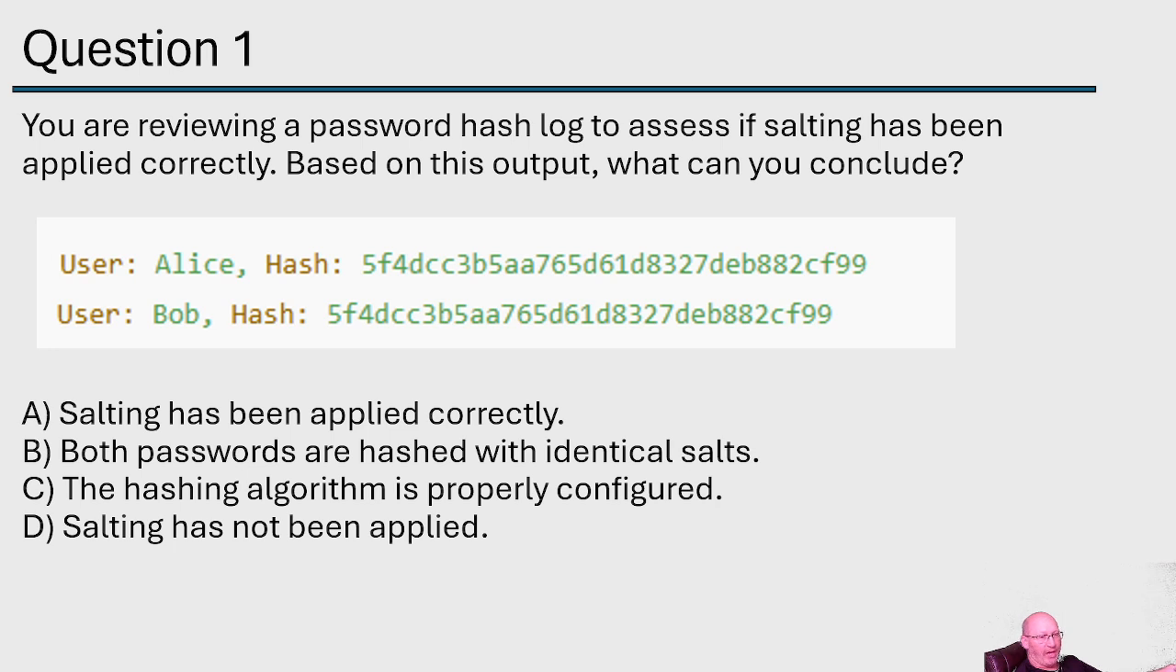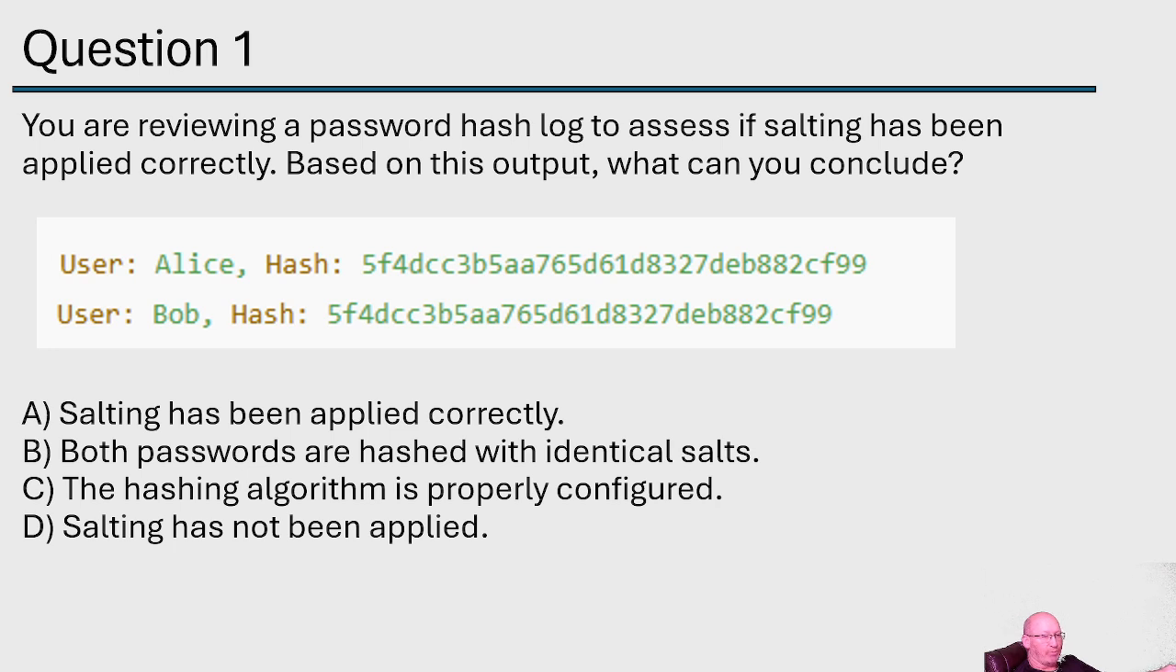B, both passwords are hashed with identical salts. Ooh, how would we know that? I think if we see Alice, we see Bob, and they both have the same hash value associated with them, then B would be better than A, right? So salting may have been applied correctly, but both passwords are hashed with identical salts. Is it a possibility that they use the same passwords and then the same salt associated with it? That could be the case, and so B is a possible.